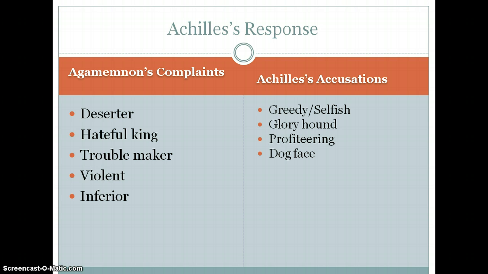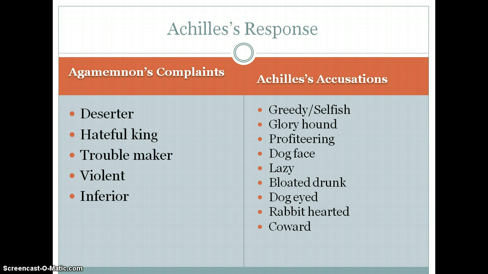He calls him dog-faced, which, given what they think of dogs and the fact that they throw their enemies' bodies to dogs to be devoured, is an insult. And lazy, that he stays behind and just gives orders and doesn't go out in the field to risk life or limb. He calls him a bloated drunk, dog-eyed, similar to dog-face, rabbit-hearted, which is the equivalent to a coward. And he outright calls him not a man.